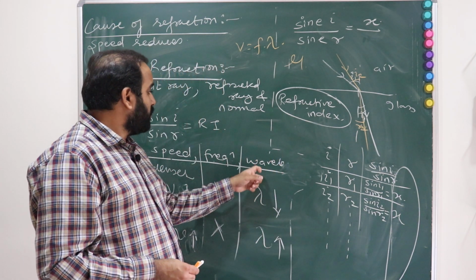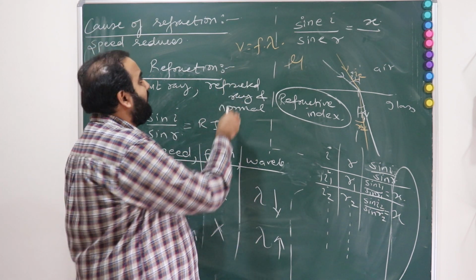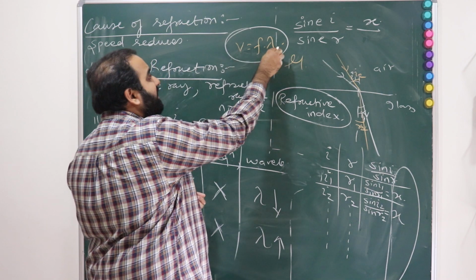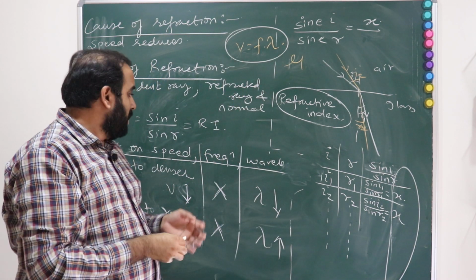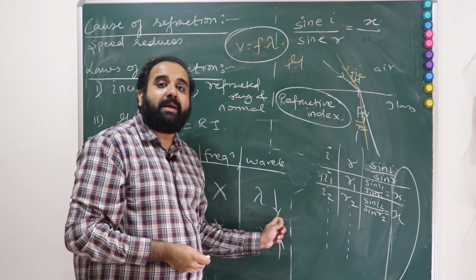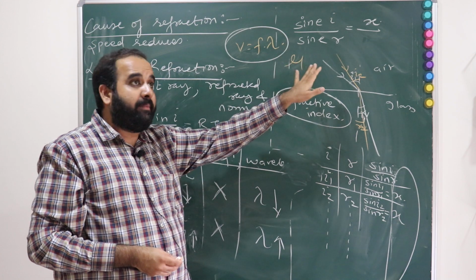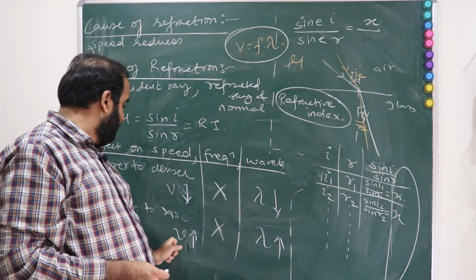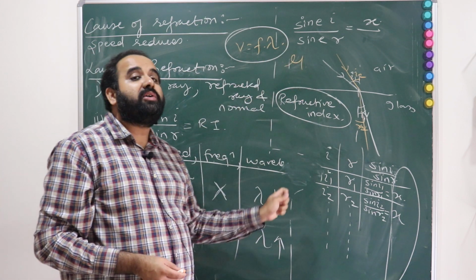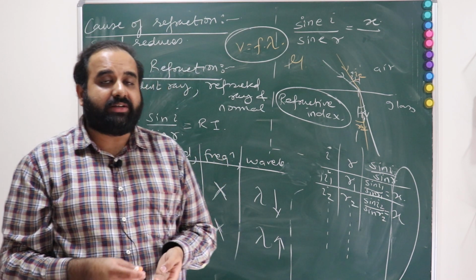Let's go to the third parameter, that is lambda. If we look at this formula, v is equal to f into lambda, we can see there is a clear relationship. Therefore, whenever the speed decreases, the value of lambda will also decrease, because v is equal to f times lambda. And when speed increases, the value of lambda will also increase. I hope you all have understood this.